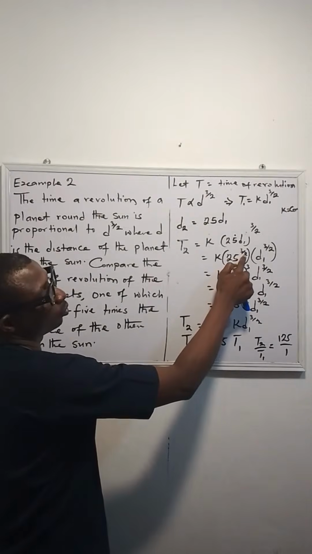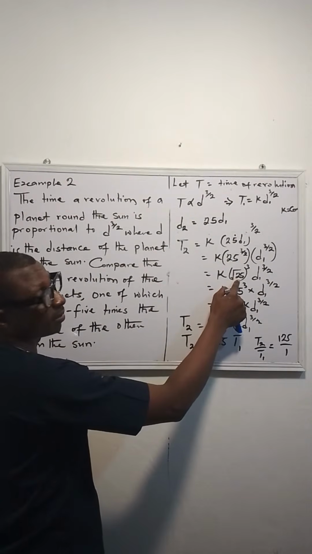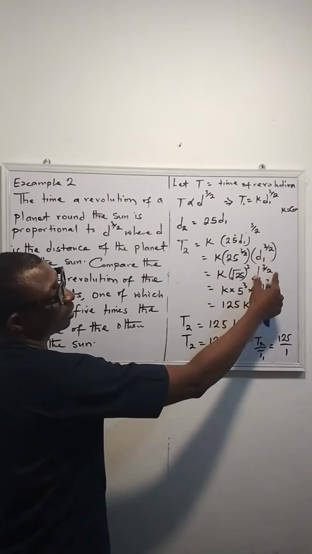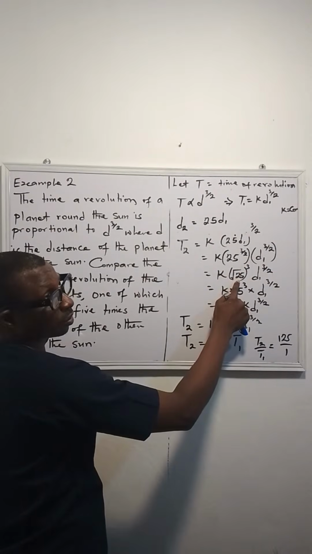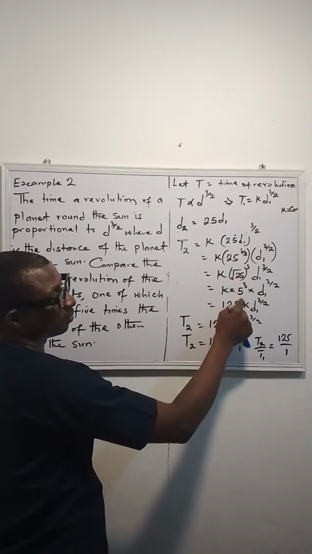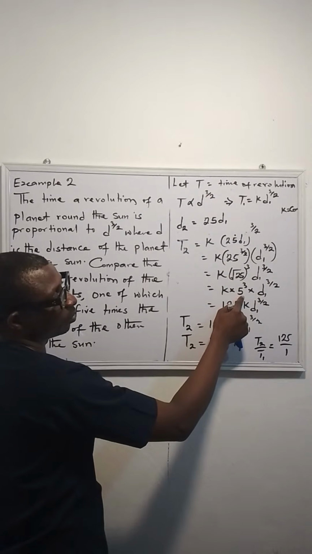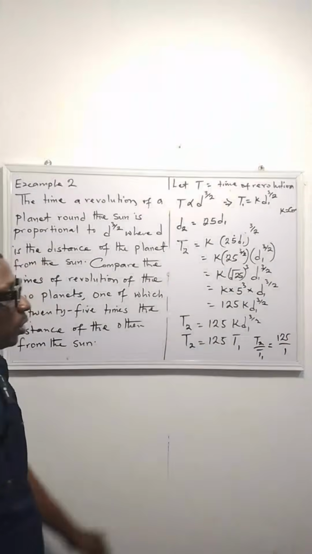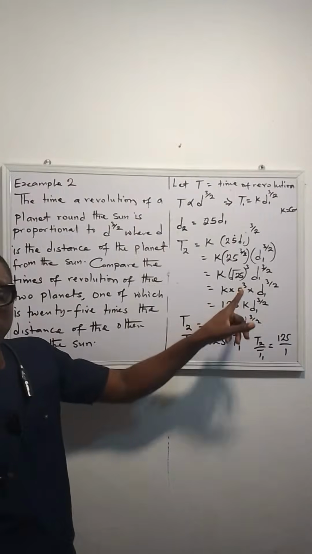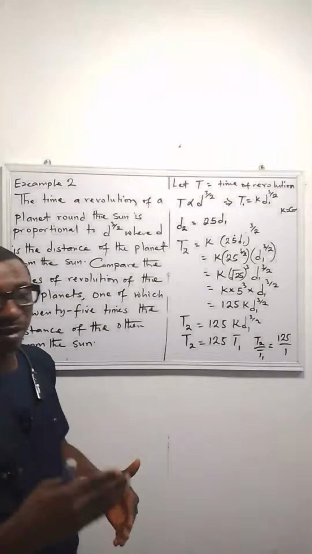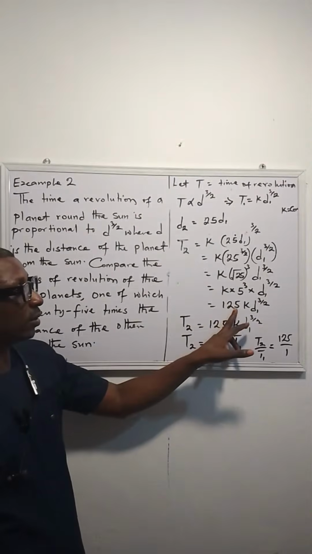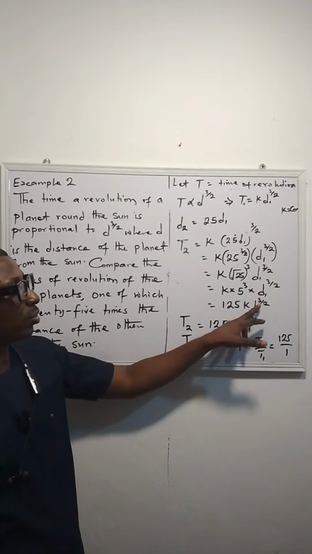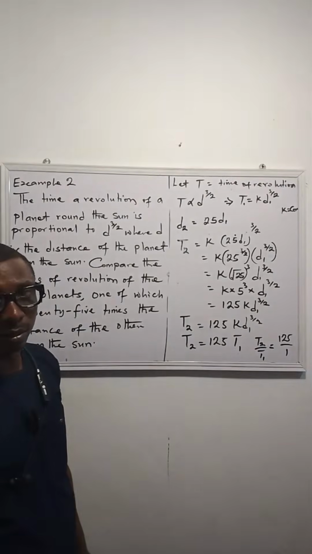And the 2 here becomes the root of 25. Okay, so we have 3 at the top here. So this still remains. So you find the square root of 25, that is 5. You still have 3 at the top here. So we have D1 raised to the power of 3 over 2. So this is 5 raised to the power of 3. So that's 5 times 5 times 5. That gives 125, now times K times D1 raised to the power of 3 over 2.